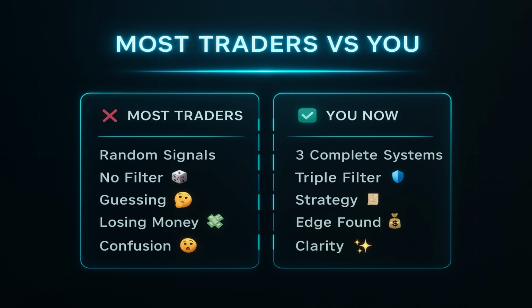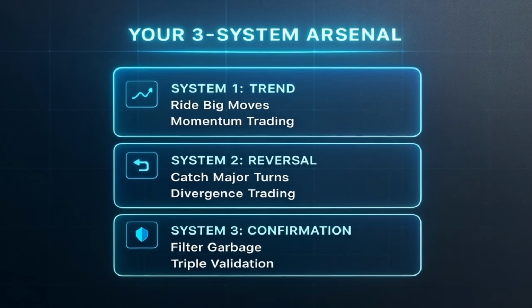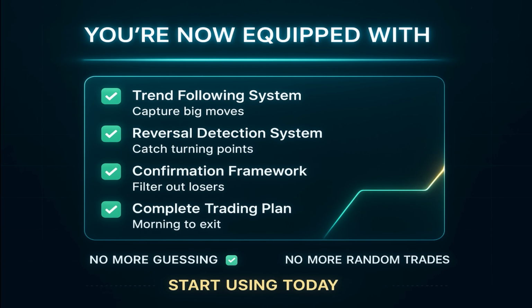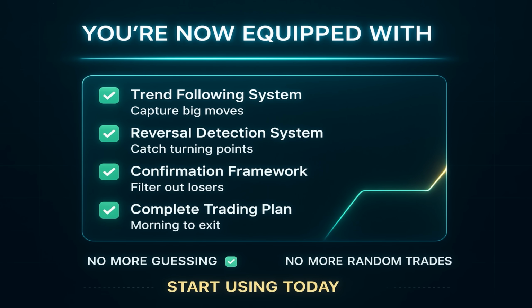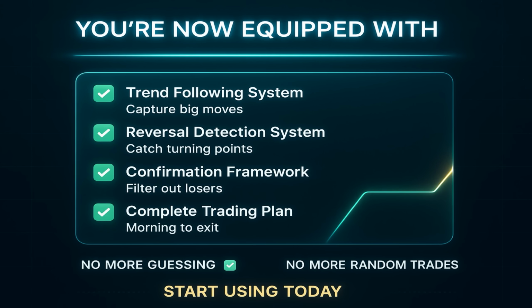You just learned what most traders never figure out. While they're taking every random MACD signal and losing money, you now have 3 complete MACD strategies. The trend system for riding big moves, the reversal system for catching major turns, the confirmation system for filtering out the garbage. You don't need 20 different strategies. You don't need more indicators. You just need these 3 strategies working together.